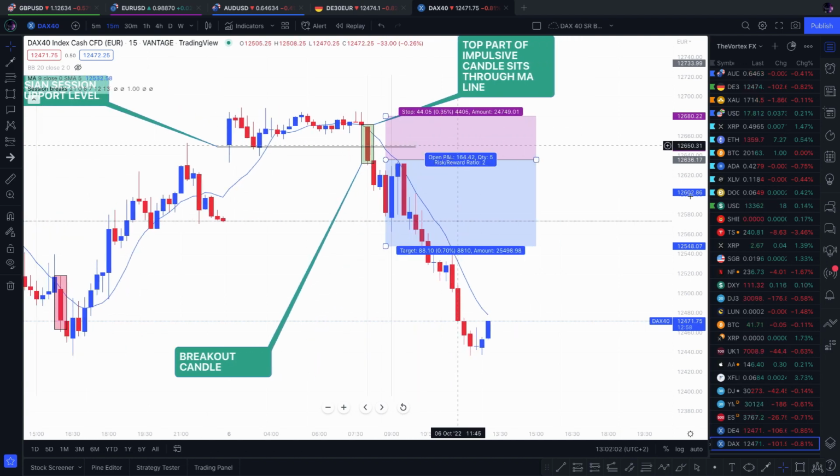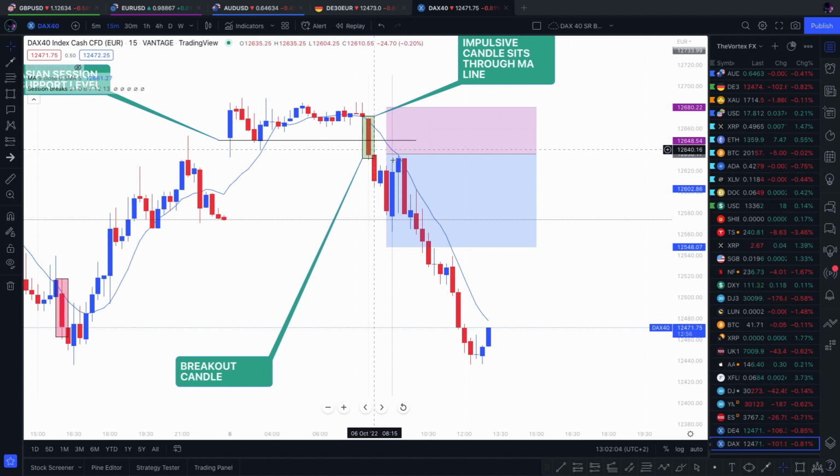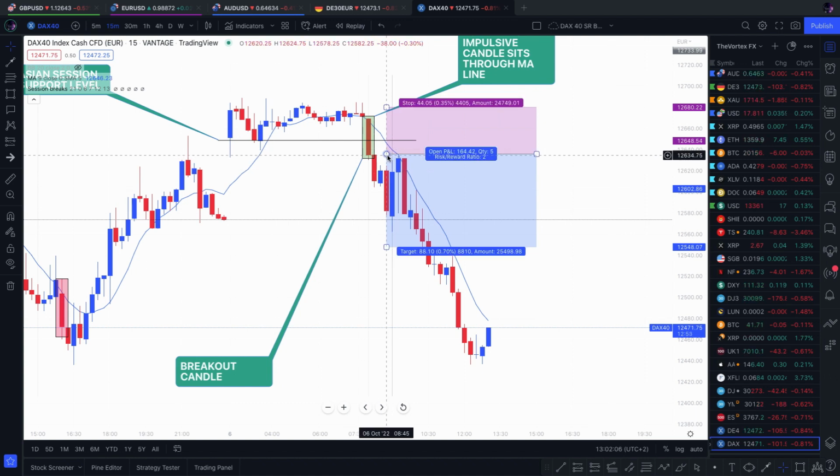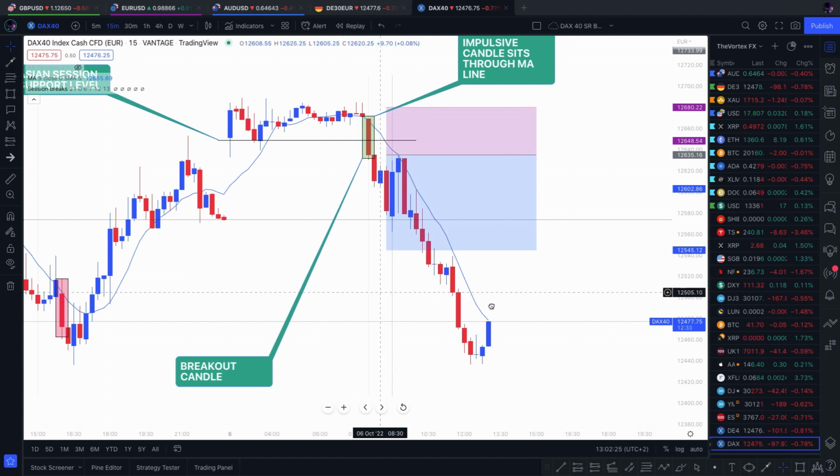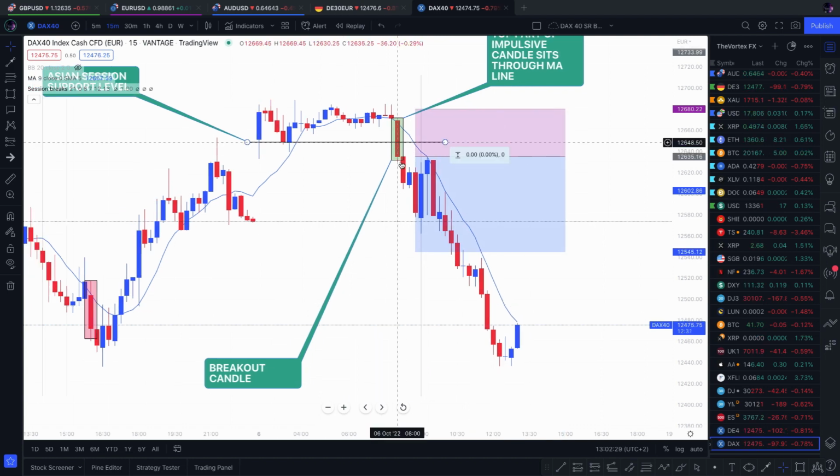And we can see when we would have entered, we could have used a market order, or we could have used a stop order a couple of pips below the close of the impulsive candle. However, I like to use a market order for things like this, right, to try and get it as close as possible to the impulsive candle's close. Okay, and then we would have seen our entry carry on south.